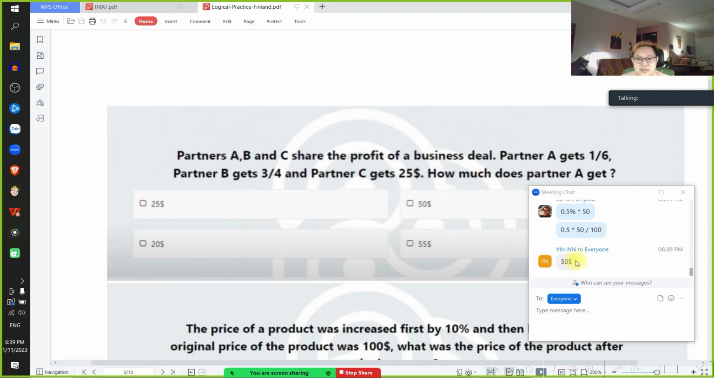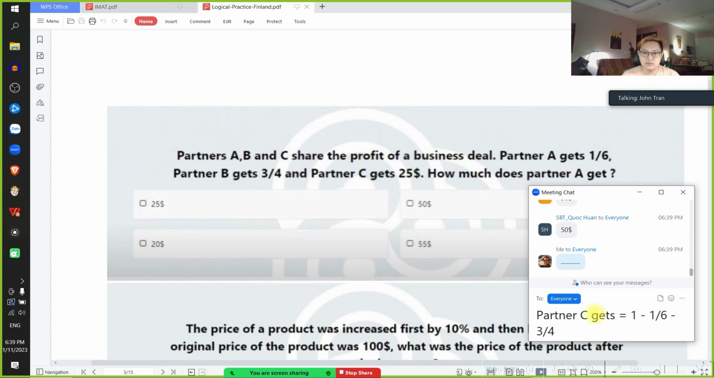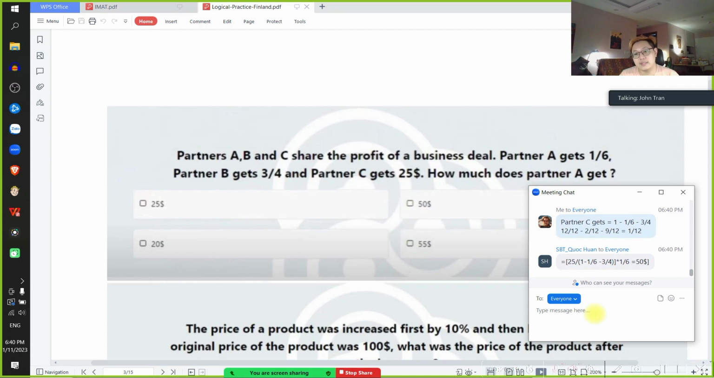Alright. Nhi said 50, which is a good answer. Good. Now, if partner A gets a 6th, how much does partner C get? We have a whole thing, which is 1. Một cái bánh. So, 1 minus a 6th, and then minus 3/4. So it means 12 out of 12, quy đồng lên, 9 out of 12 minus 2 out of 12, you should arrive at the answer 1 out of 12. Người C chỉ được có 1/12 cái số này thôi. Partner C only gets 1/12 of that.